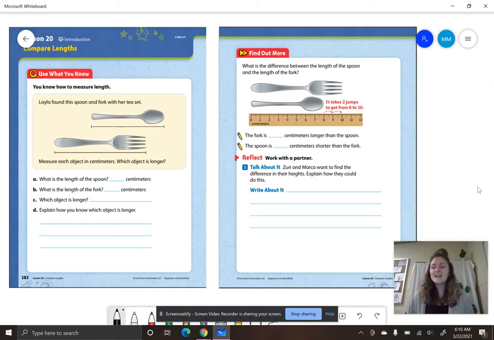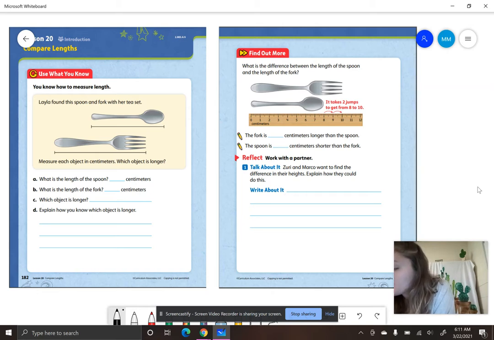All right, it says, you know how to measure length. Layla found this spoon and fork with her tea set. Measure each object in centimeters. Which object is longer? All right, so we are going to use our centimeter side of our ruler. And when we measure the object starting at the left side, what do we make sure to line it up with? The 0. All right, so let's measure that spoon first.